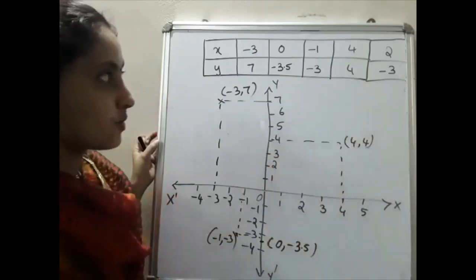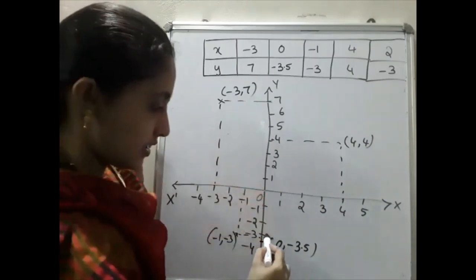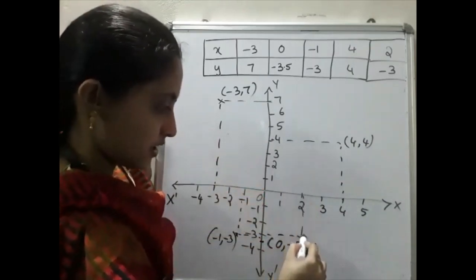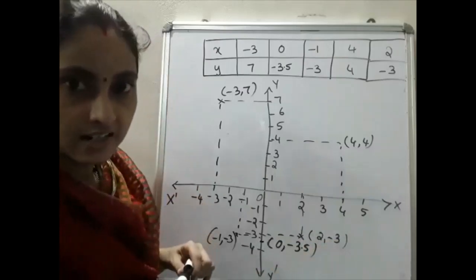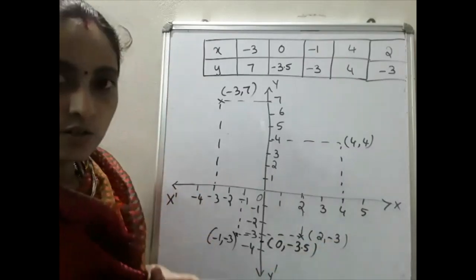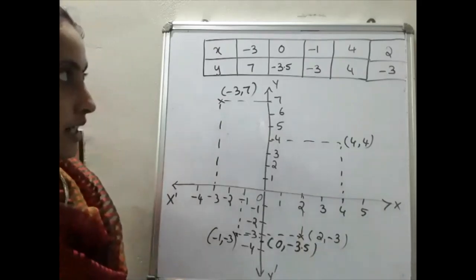So next one is (2, -3). 2 means positive, -3 negative. So which quadrant? Here. This point will be (2, -3). If you are not clear, go through your textbook. That is also worked out example 4. So hope you clear this question.